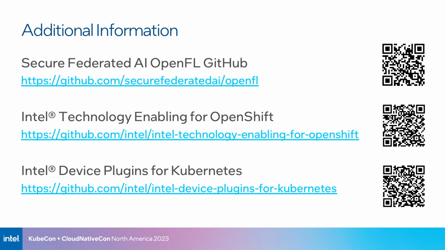Learn more about OpenFL at the Secure Federated AI GitHub. Intel is open sourcing the Intel SGX integration for both aggregator and collaborators. Also, the Intel Technology Enabling for OpenShift GitHub is where all of the certified device plugins for OpenShift are packaged, including the Intel SGX plugin, Intel GPU plugin, and Quick Assist plugin, and so on. All of the plugins officially supported in Kubernetes are maintained on the Intel Device Plugins for Kubernetes GitHub.